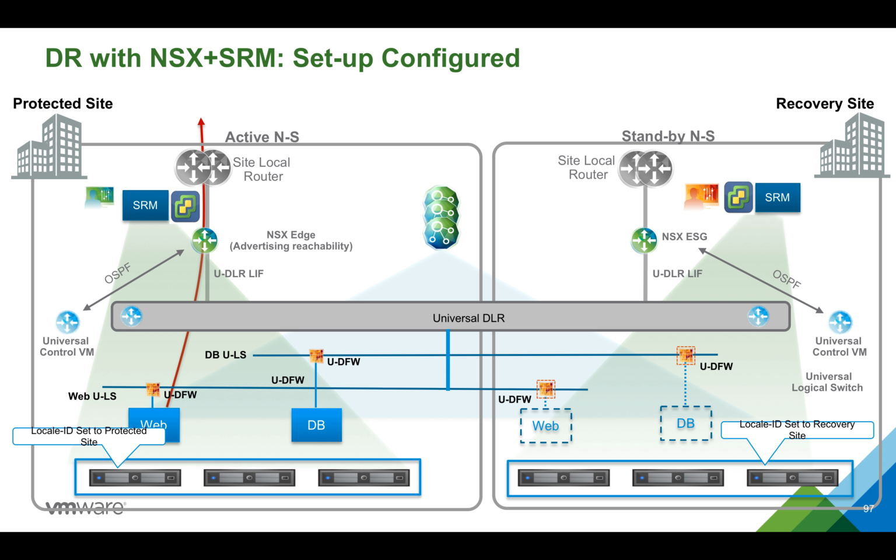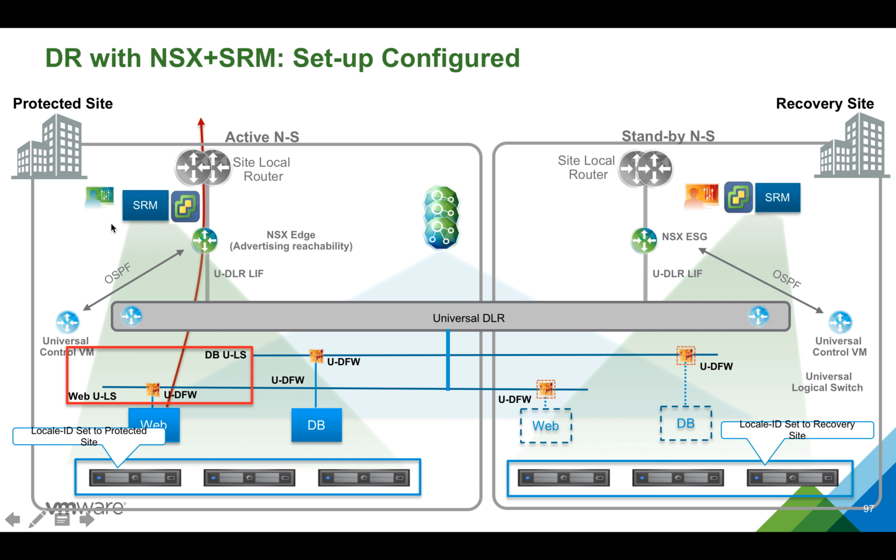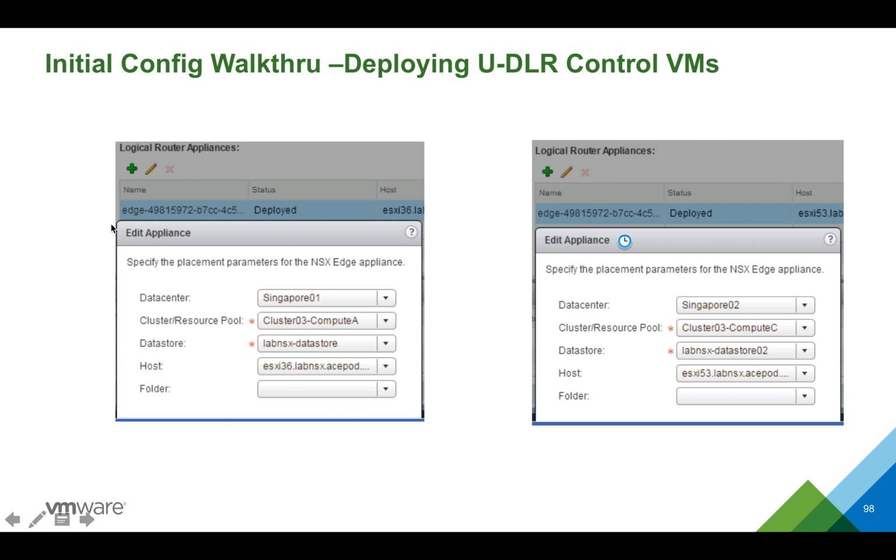Alright, so this is showing you the setup again. Basically, the configuration of the locale ID is done using the NSX manager. As for the control VMs, they will be deployed both in the protected site as well as the recovery site.